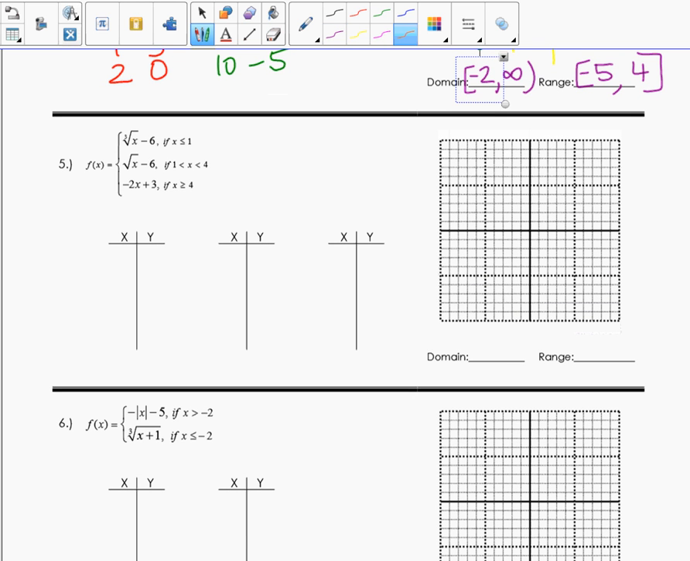All right, for number 5, we have a couple breaking points again. We have a breaking point at 1, and we have a breaking point at 4. Now they do give us 3 functions, so we should have something going on the left side, in the middle, and on the right side. So let's start at the top. Here, this is going to be a closed circle.